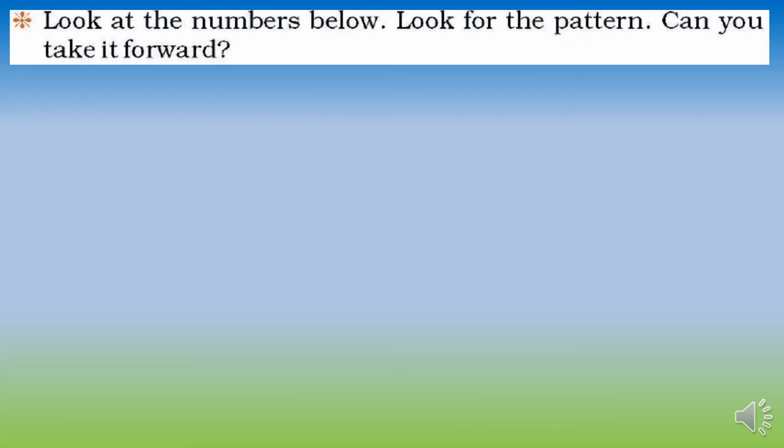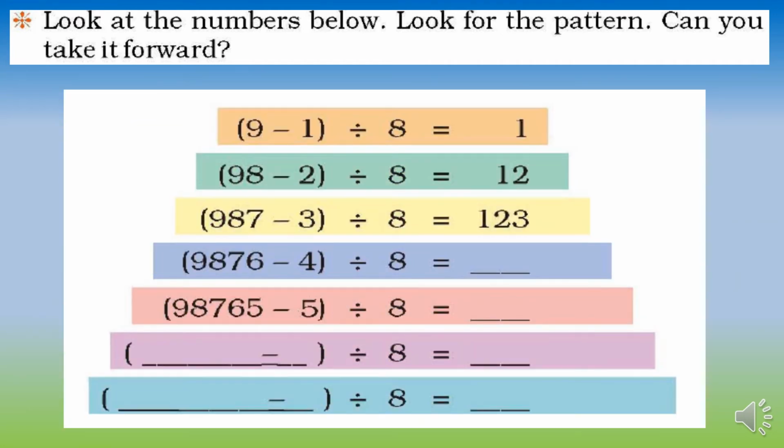Look at the numbers below. Look for the patterns. Can you take it forward? Of course you will take it forward. It is very easy. 9 minus 1 divided by 8 equals 1. 98 minus 2, that is 96, divided by 8 equals 12. 987 minus 3, that is 984, divided by 8 equals 123.